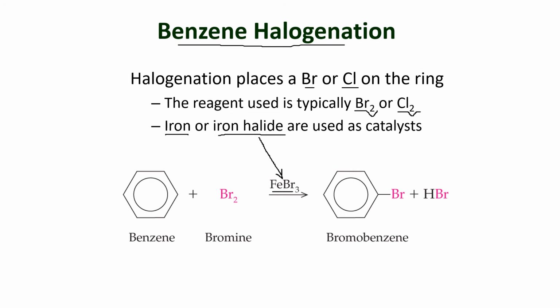So we have benzene, and we have the diatomic bromine molecule. One bromine goes and attaches to the aromatic ring, and the H which was attached here will come and attach to the other bromine to make HBr. So bromobenzene will be the primary product, and we also get a molecule of HBr in this reaction.